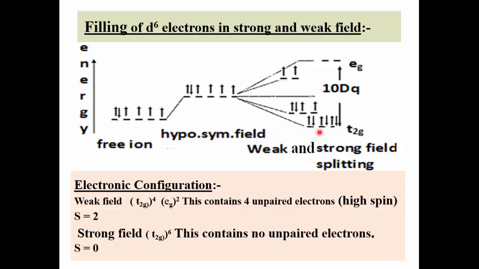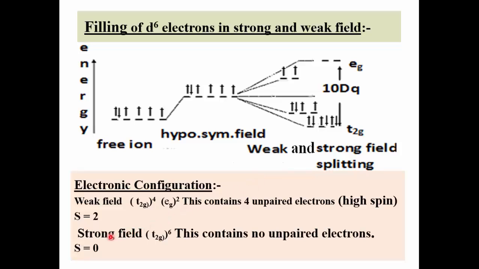Let us see next field, that is strong field. In strong field, what happens? First electron enters into T2g orbital, second enters into T2g orbital, third enters into T2g orbital, but as the value of 10 Dq is larger, this value is higher, therefore fourth electron does not enter into Eg orbital, but it pairs up with the first electron in T2g orbital. Fifth electron also pairs up with second electron. Sixth electron also pairs up with third electron. So all 6 electrons are filled in T2g orbitals.